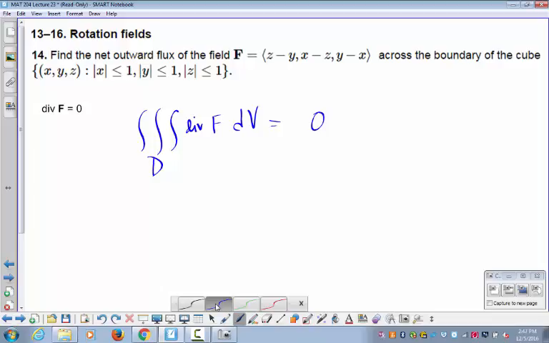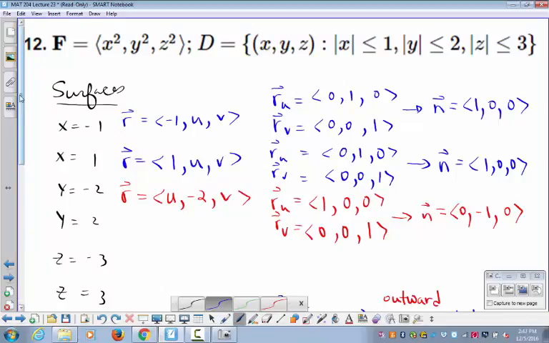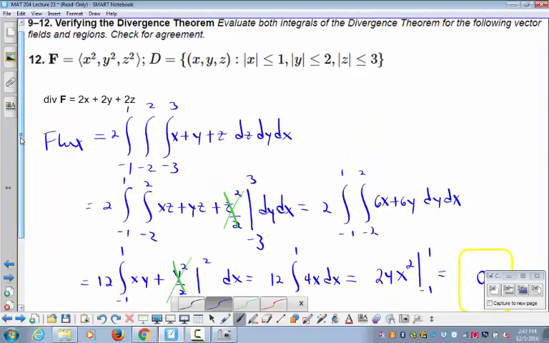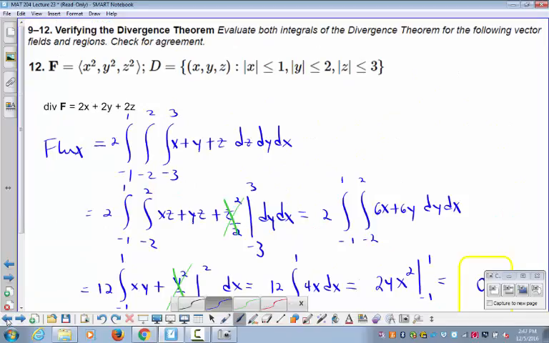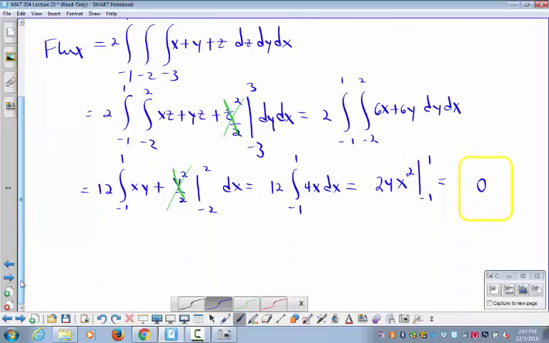Now, if we wanted to go with the faces, we would have to do a very similar thing to what we did before. Let's go back and look at the previous one for a second. Here the divergence was definitely not zero, but we still ended up with an outward flux of zero. This is one of those conservative vector field types of things. Just because the flux is zero doesn't mean there's no divergence. It just means there's balance. There's just as much coming in as there is going out. When we find the net flux, there's just as much leaving as coming in.